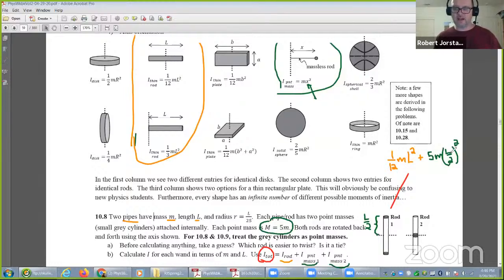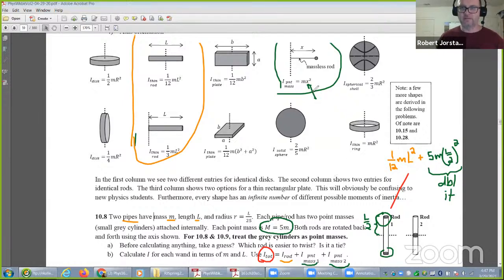And then there's actually two of them. So you'd have to take this whole thing and double it, right? Because they're both the same distance away. Now you could plug in a bunch of numbers and you get some weird decimal. You could plug it into a calculator if you want. Okay, so that's rod 1.